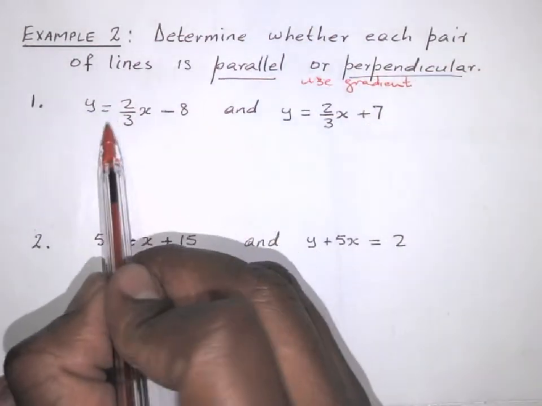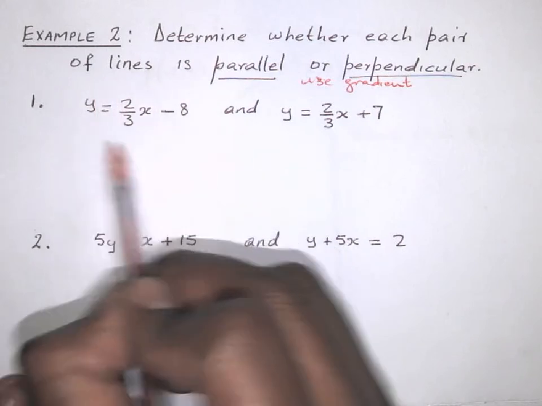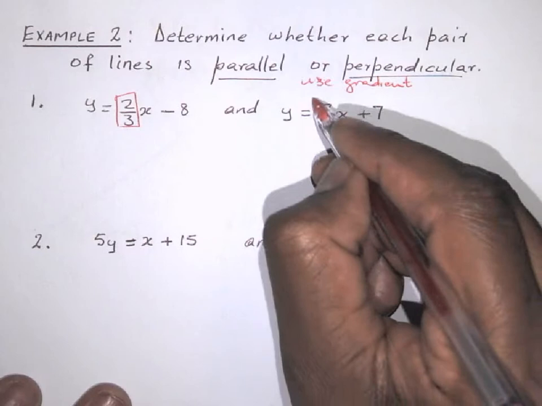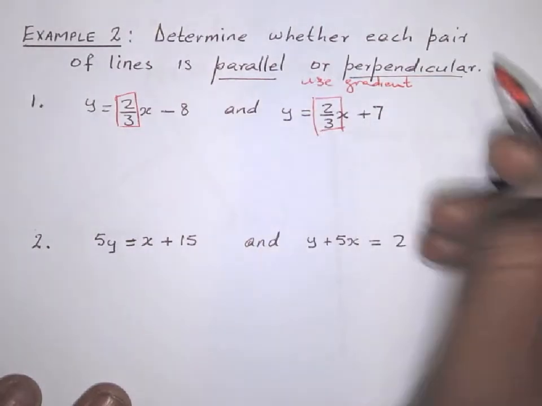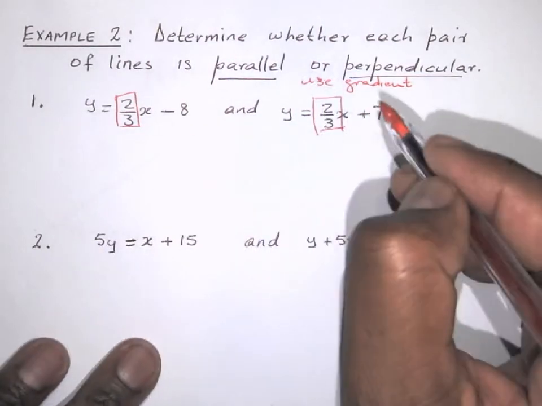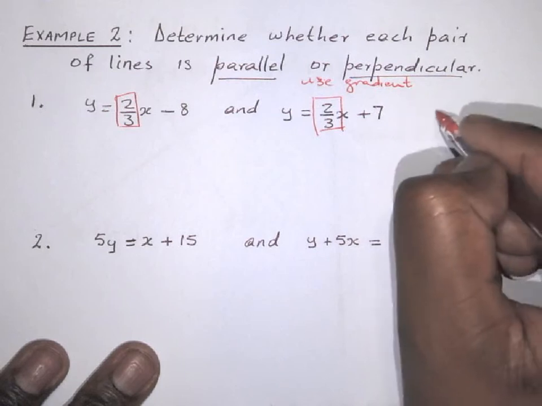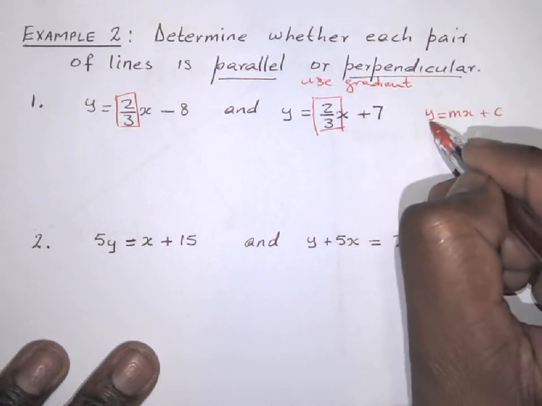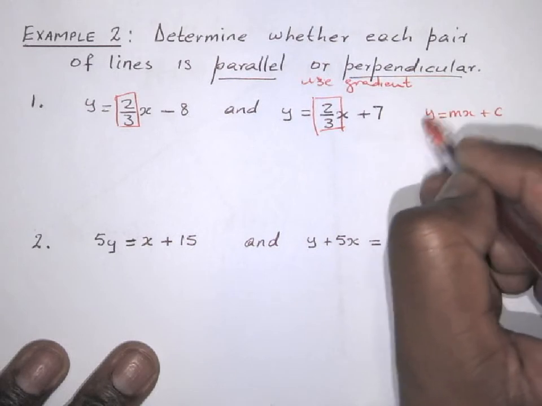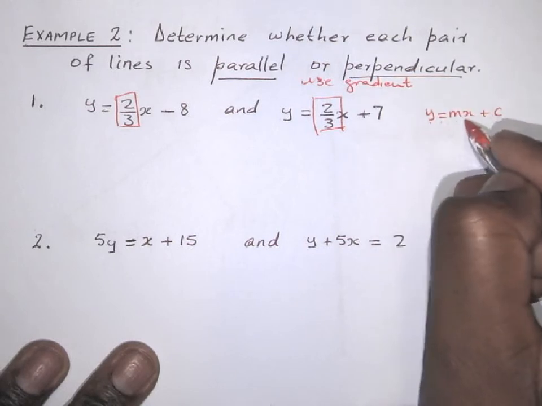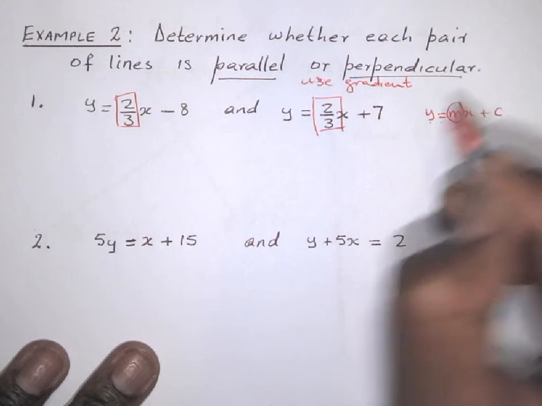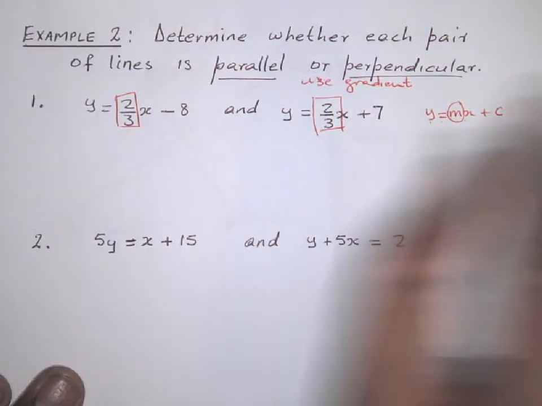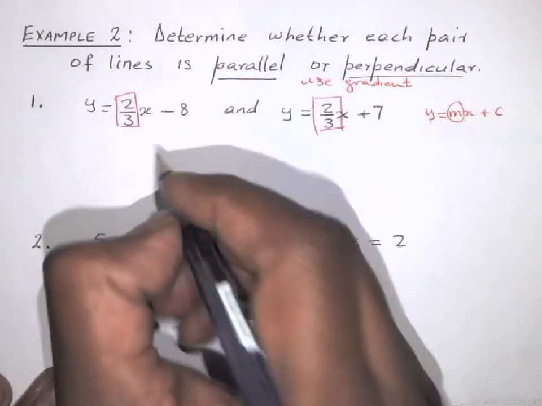If we look at the gradient of this line here from grade 9 and grade 10, this number here is the gradient. You find the gradient if you've got the equation of a line in the form y is equal to mx plus c. So y must be on its own, y is equal to mx plus c, and the m is your gradient. We can see here the m is 2 over 3.